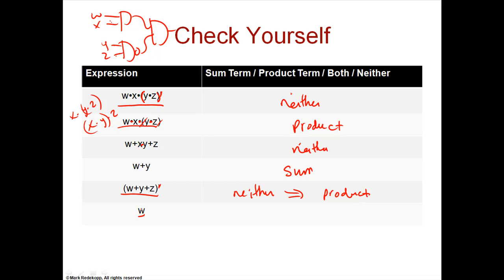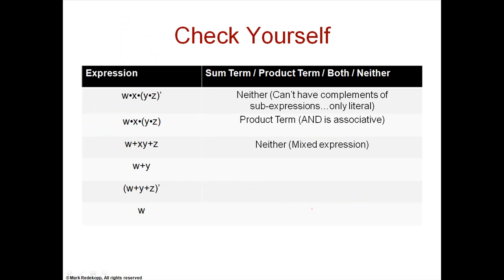Lastly, w, all by itself. A single literal, all by itself, gets to be counted as both. So you should start to recognize sum terms and product terms, and which ones are valid, which ones aren't. Here you can see our answers.